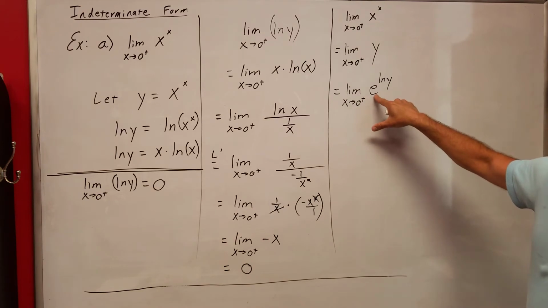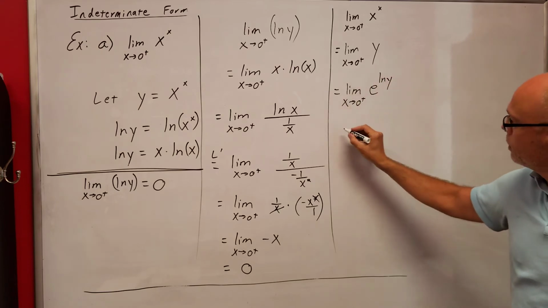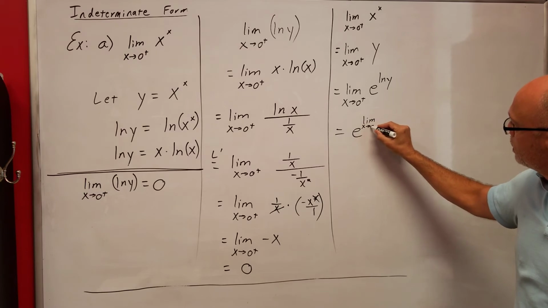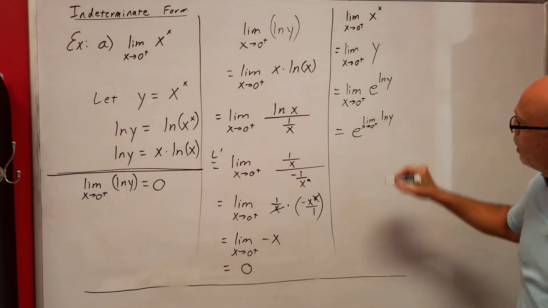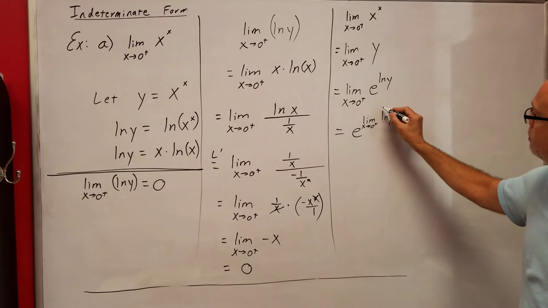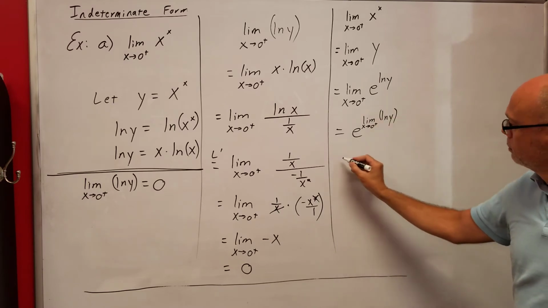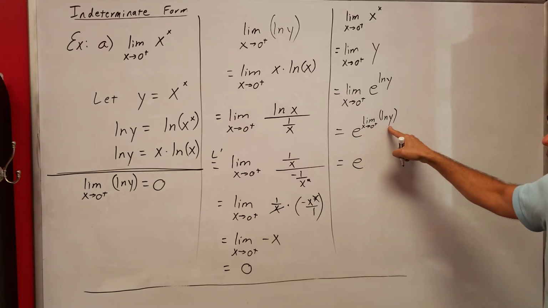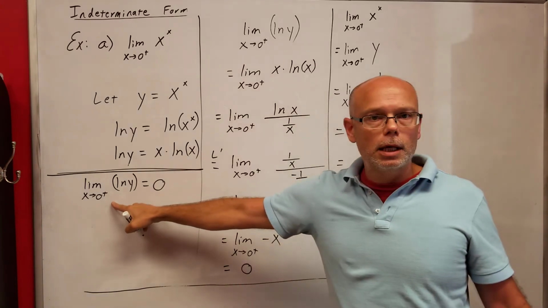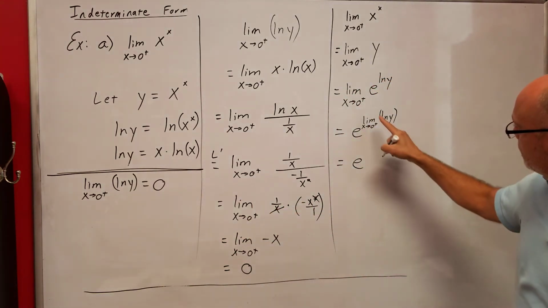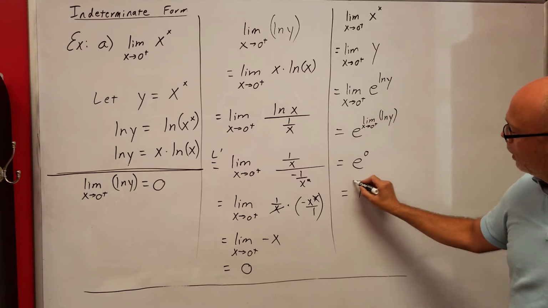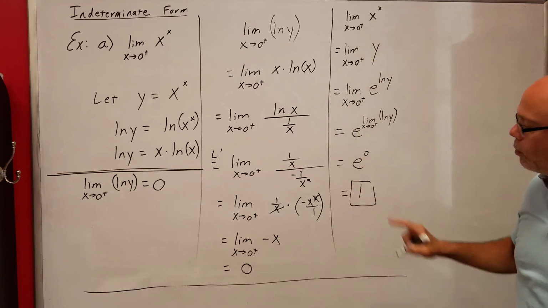As long as this function right here is continuous, which e is continuous, I can bring this limit up to the exponent and rewrite this as e to the limit as x approaches 0 from the right of natural log of y. Well, that's e to the what? What's the limit as x approaches 0 of natural log of y? That was 0. So I can replace all that with 0. What's e to the 0? 1. So this limit is 1.